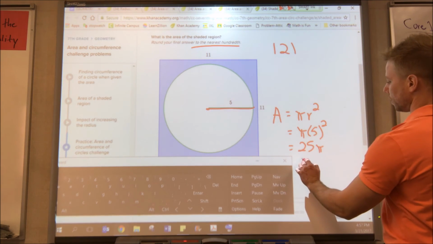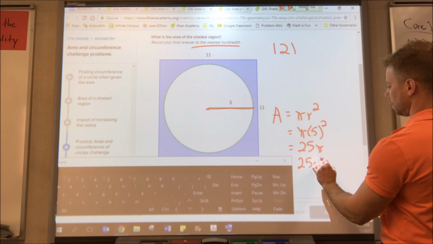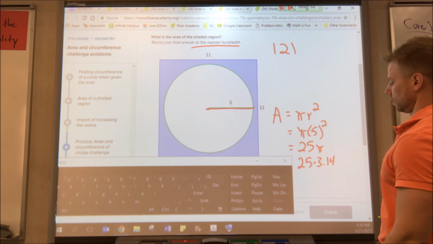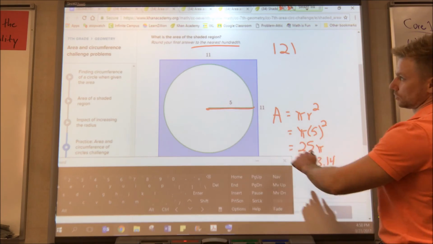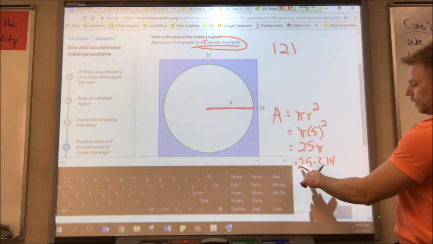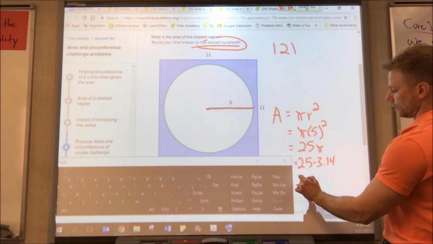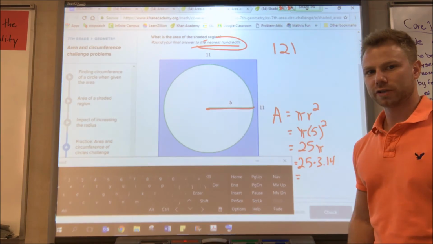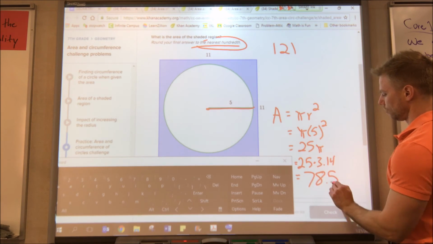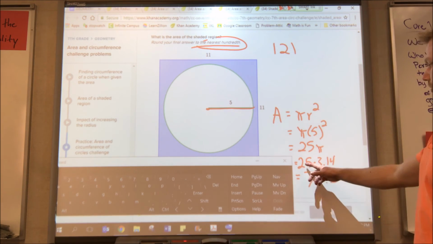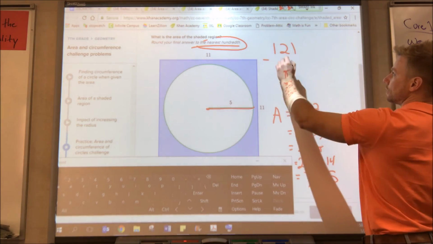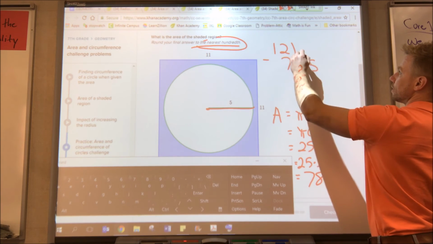Now we have to multiply that, 25 times 3.14, because they want us to round to the nearest hundredth. So we have to use a decimal. Right, we need to multiply these two together. You can use a calculator to do that, or you can write it out longhand. But that's going to turn out to be 78.5 when we multiply 25 and 3.14. So we have to subtract 78.5.